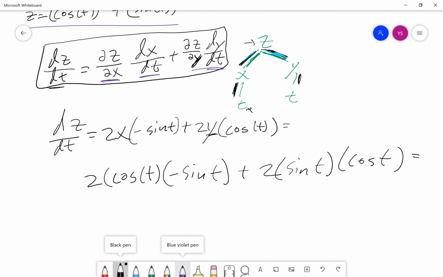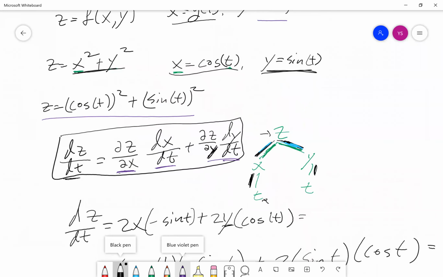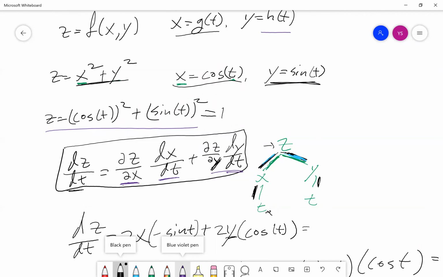Yeah, it will be equal to 0. And the reason it's equal to 0 is because this equation is 1. So now my z is 1, so the derivative of z is 0. Any other questions?